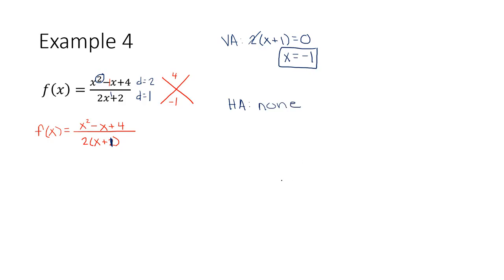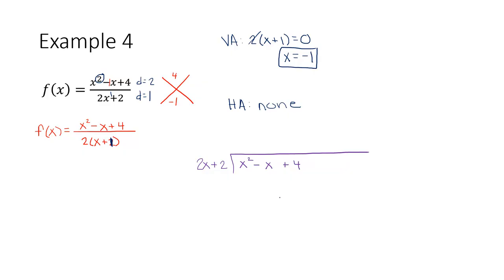When there's no horizontal asymptote, I take the function and I do long division to find an oblique asymptote. So I look for my oblique asymptote by doing long division. I would put the 2x plus 2 on the outside, and I'm dividing this into x squared minus x plus 4.